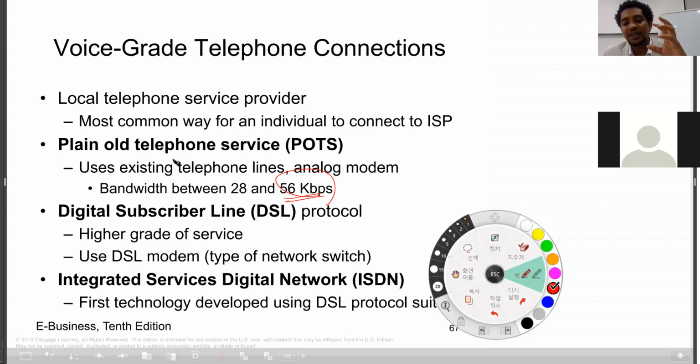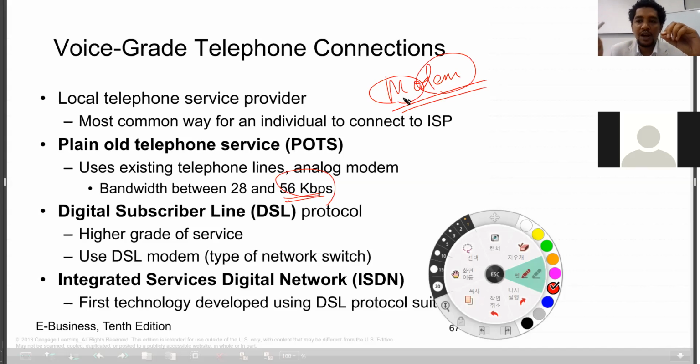So all the computers have a modem. I'm not sure how many of you know modem. Modem is a modulation demodulation device, and all desktop computers have this modem. You take the telephone line, connect it to the modem, then you have internet connection. So the maximum bandwidth is 56 kilobytes per second. That is very small, right?